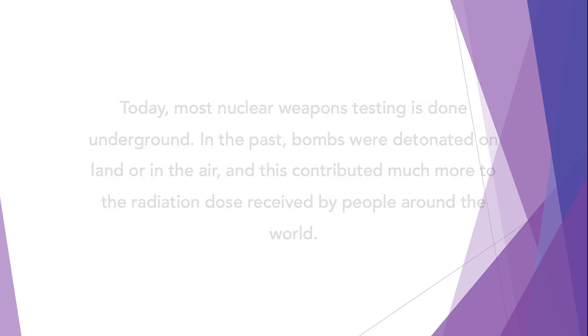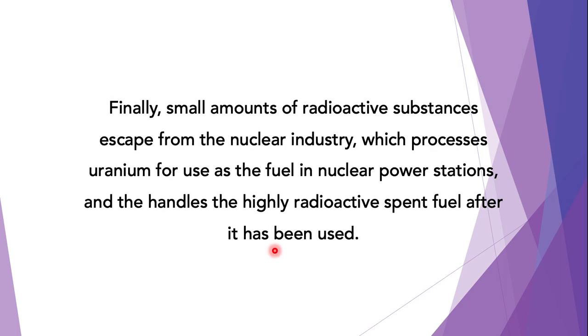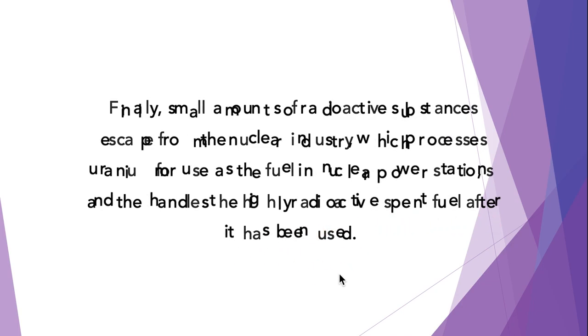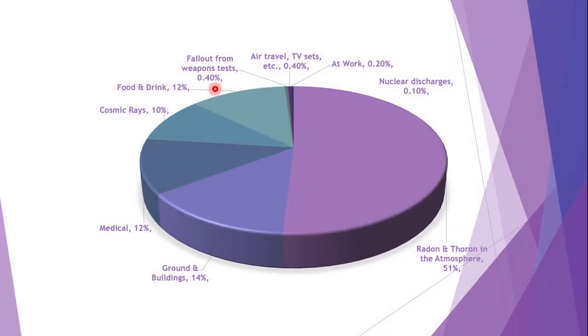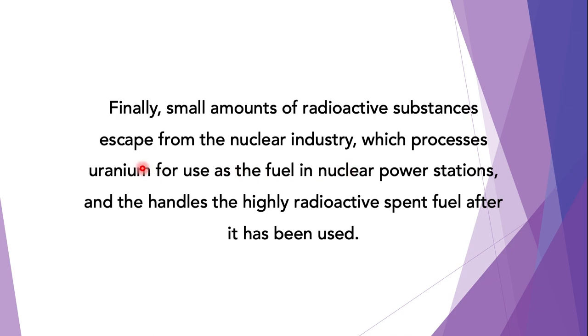Lastly, small amounts of radioactive substances escape from the nuclear industry, which processes uranium for use as the fuel in nuclear power stations, and handles the highly radioactive spent fuel after it has been used. So, nuclear weapons testing makes up 0.40%, and nuclear discharges make up 0.10%, which is really low. This is like the small amounts of radioactive substances which escape from the nuclear industry.